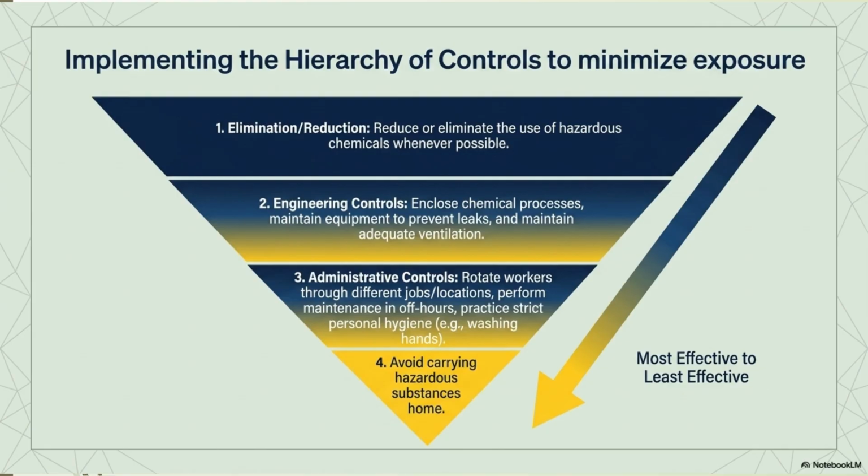To protect workers, we apply a hierarchy of controls, ordered from most to least effective. Level 1 is elimination or reduction, removing or replacing hazardous chemicals entirely. Level 2 is engineering controls, enclosing chemical processes and applying proper ventilation. Level 3 involves administrative controls, rotating worker schedules, shifting maintenance to off hours, and practicing strict hygiene like washing hands. Finally, Level 4 focuses on basic practices like ensuring hazardous substances aren't carried home on clothing or footwear.